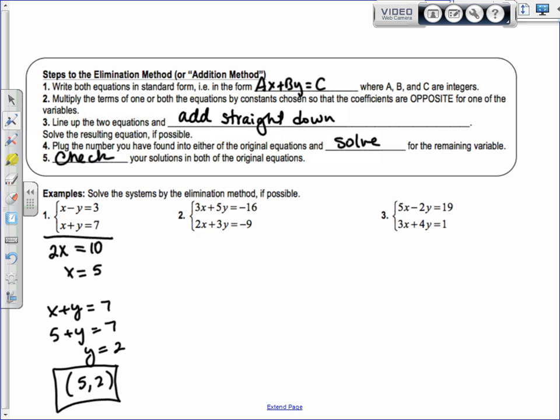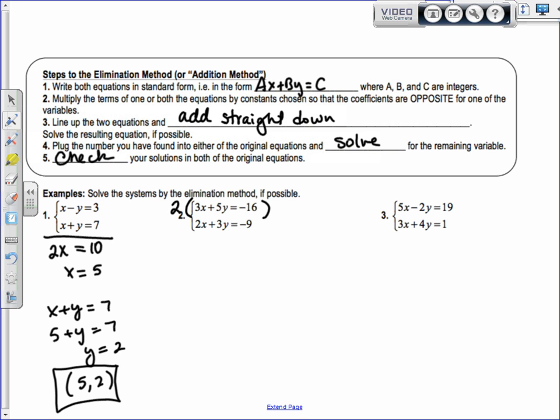Okay, this next one's a little bit harder because now you have 3x and 2x, and you have 5y and 3y. There's no way to get rid of your variables if you just add straight down, right? So you need to multiply by something. So I usually do whatever's going to give me the smallest numbers or whatever's easiest. So in this case, you actually have to multiply both equations, right? So I'm going to multiply the top equation. Let's get rid of the x's. Let's multiply by 2 on the top equation.